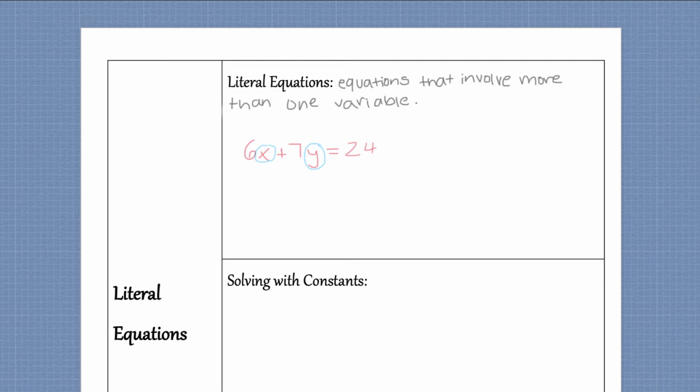Another example could be something like this. This equation says a plus 3b minus c is equal to d. This equation has four variables, so they don't only have to have two variables, they can have more than one. The variables in this one are a, b, c, and d. So both of these are examples of literal equations. Let's move on to learn how to solve literal equations when they involve constants.